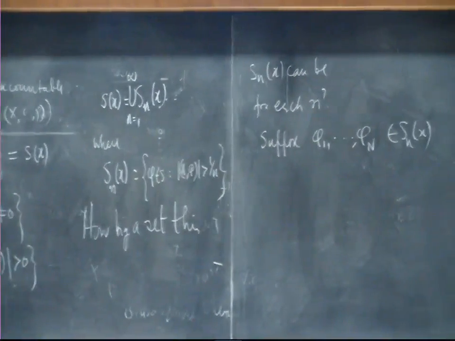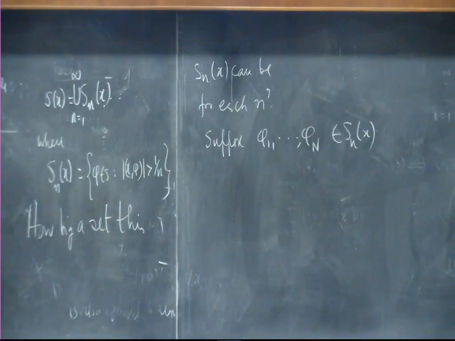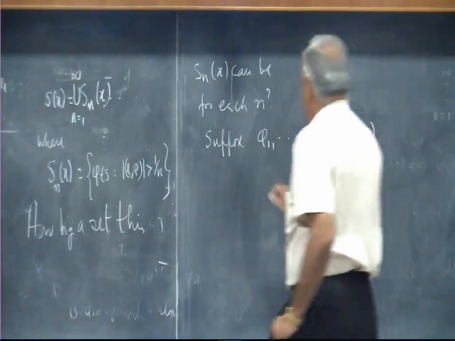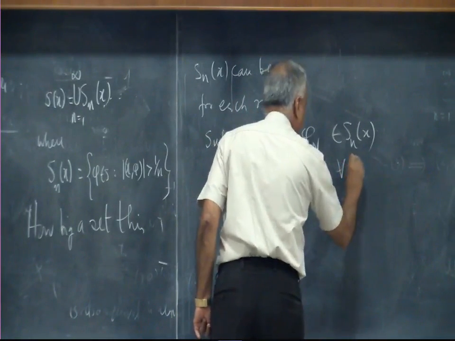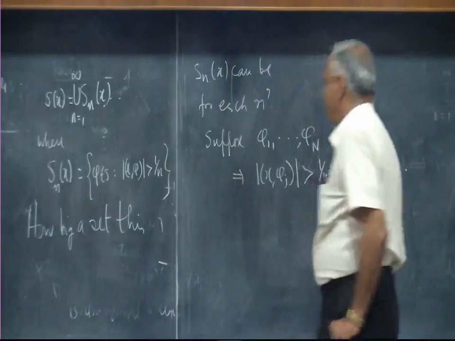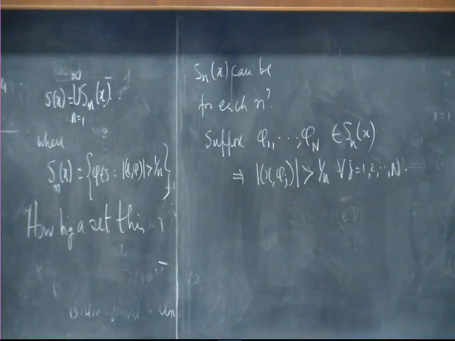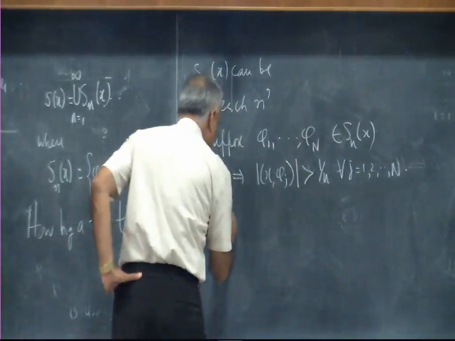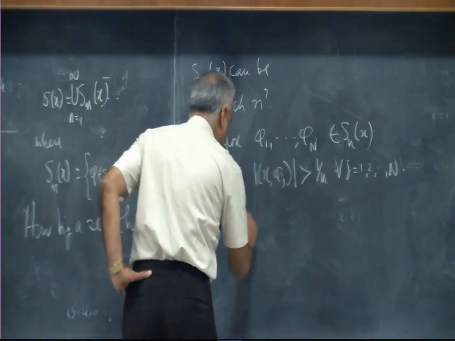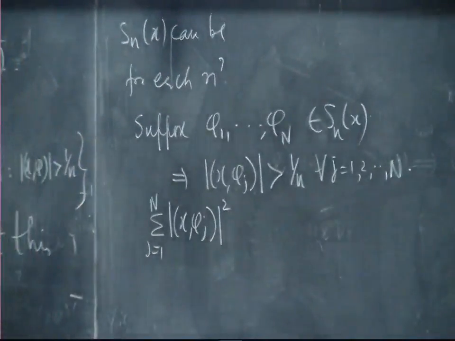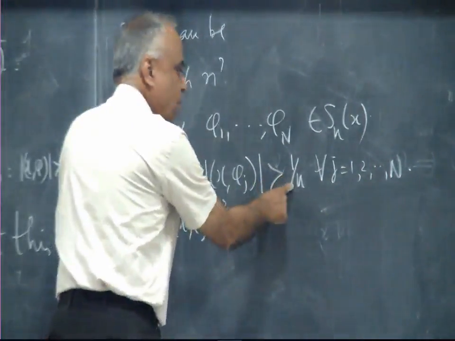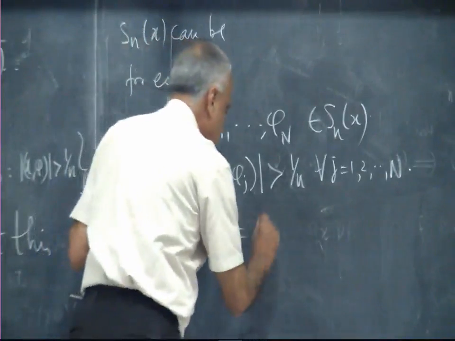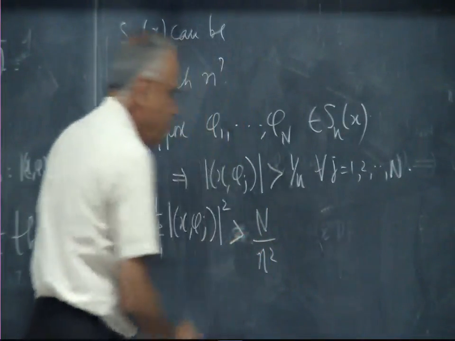What does that mean? Modulus x phi 1 is greater than 1 over n, modulus x phi 2 is greater than 1 over n, and so therefore mod x phi j is greater than 1 over n for every j equal to 1, 2 up to N. Now, therefore, the summation j equal to 1 to N of mod x phi j squared, each term is greater than 1 over n squared, because each modulus is greater than 1 over n. How many terms are there? N. So, this is greater than N by n squared.